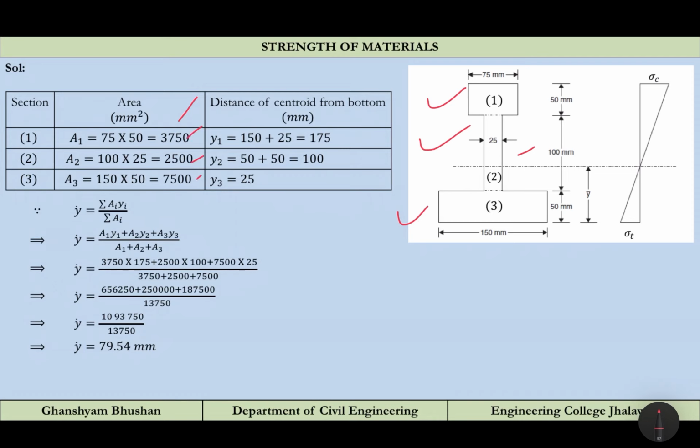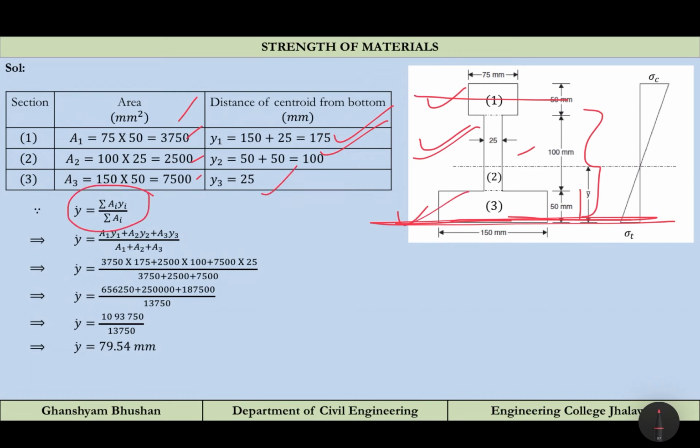For y bar we are taking the reference from the bottom of the section. From the bottom, the centroid of the first section will be at a distance of 150 plus 50 by 2, so 150 plus 25, it is 175. For the second section it will be 50 plus 100 by 2, so 50 plus 50 is 100, and for the third section it will be at 50 by 2, that is 25.